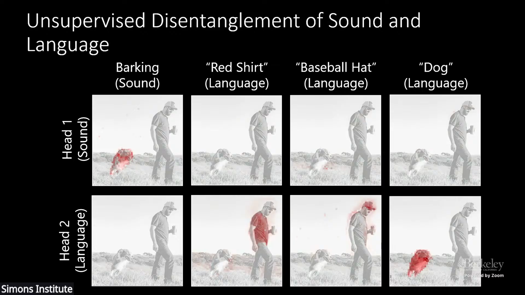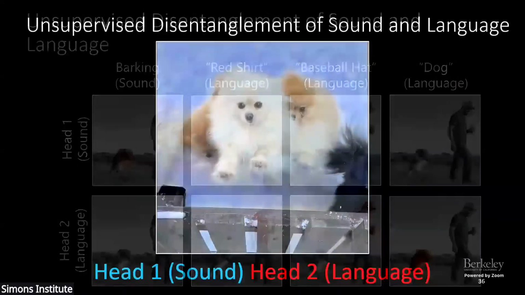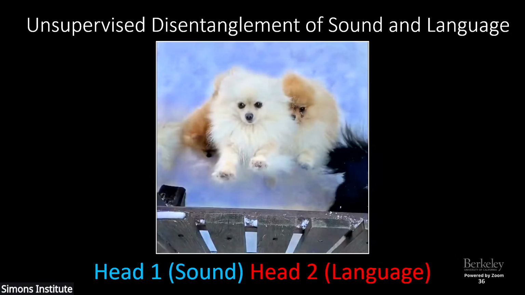It picks one of these heads at random to turn into the sound head and the language head. But it seems pretty reproducible from our experiments. Here's a quick example where I've colored this in a video where one head is the sound head and another head's the language head.